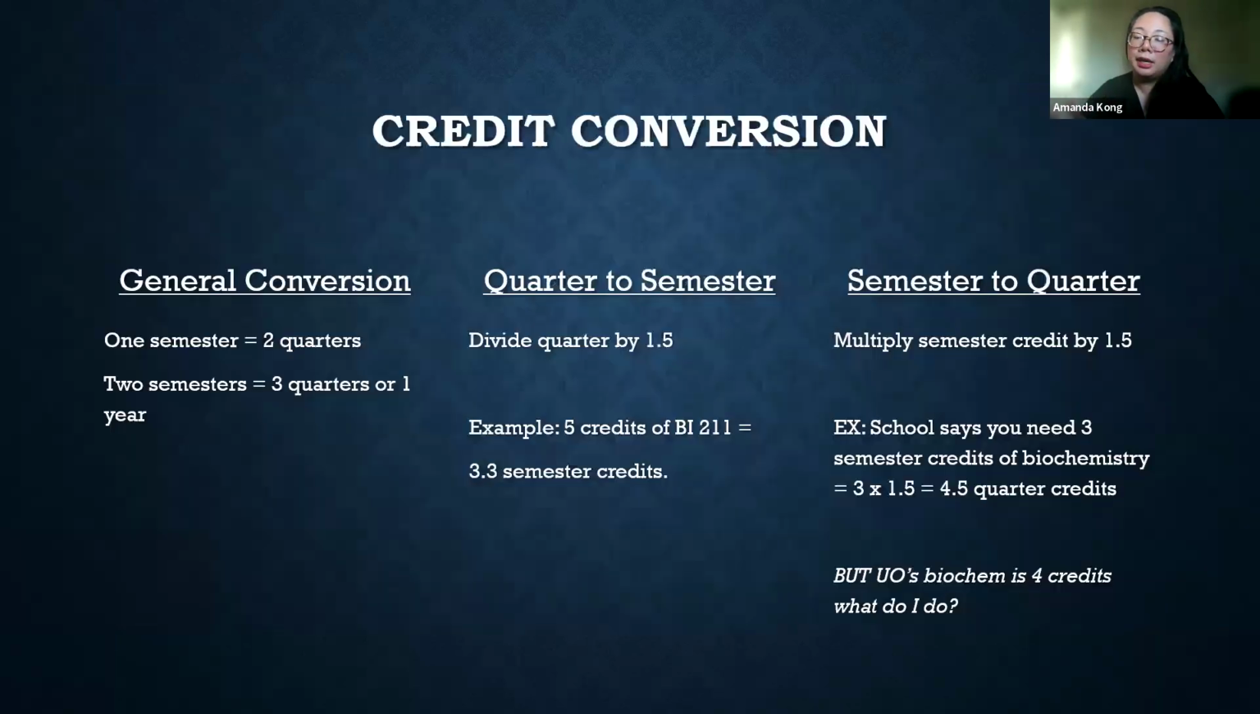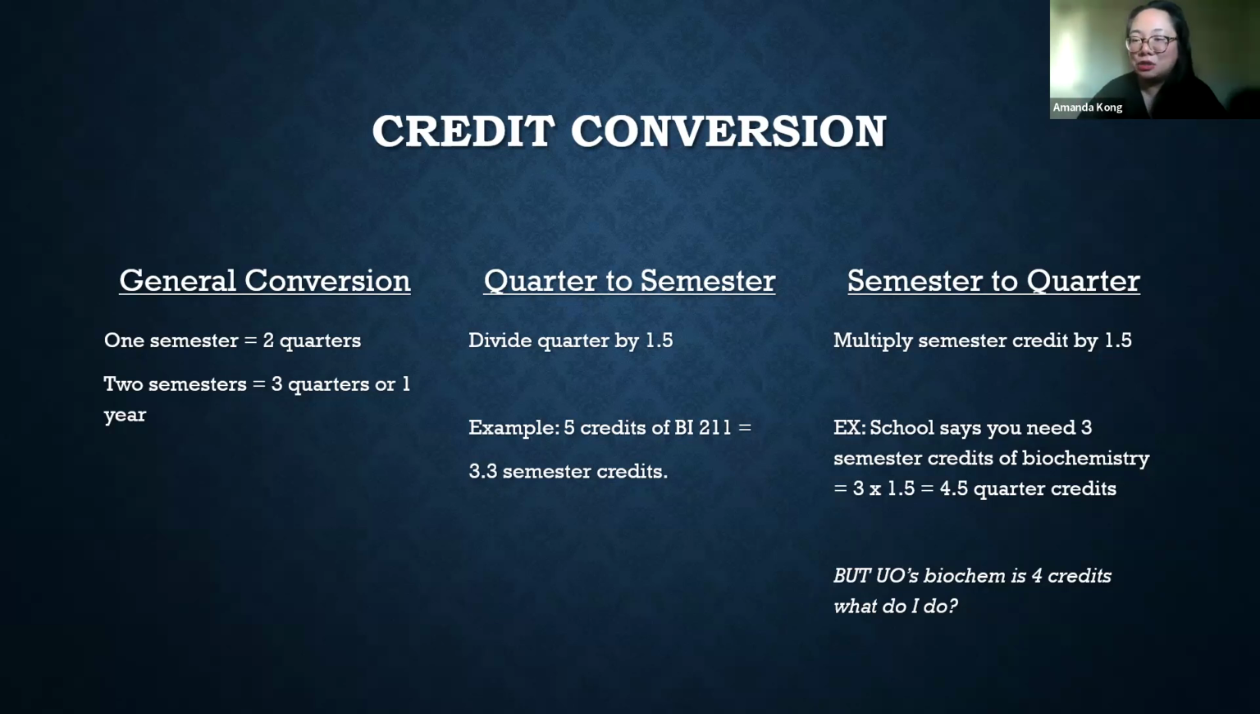When you're looking and researching those programs, they might be using language that is a little bit unfamiliar to you because here at UO, we're on a quarter system, but those programs might be on a semester system. And so might be listing things in terms of semester credit, right? So in order to convert semester credit to quarter credit, you're actually going to multiply the semester credit by 1.5. So for example, if a school says that you need 3 semester credits of biochemistry, right, you're going to multiply 3 by 1.5 to get 4.5 quarter credits.